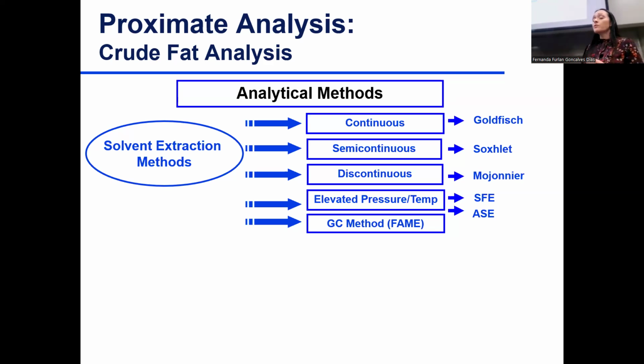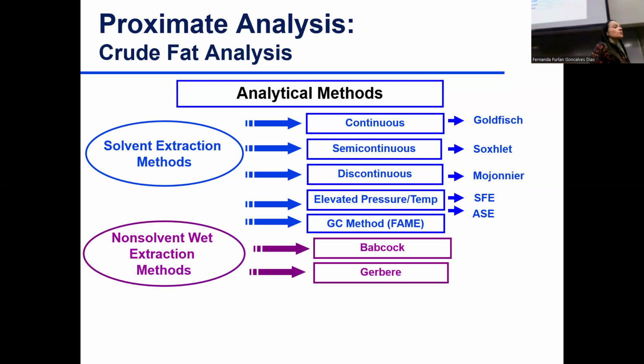The accelerated solvent extraction; those abbreviations are in subsequent slides. And also the GC method, where we can measure fatty acid methyl esters, is a way of quantifying lipids. If you quantify all of them and also account for the backbone, the weight of the glycerol, you can actually know how much fat is in your food. So those are solvent methods.